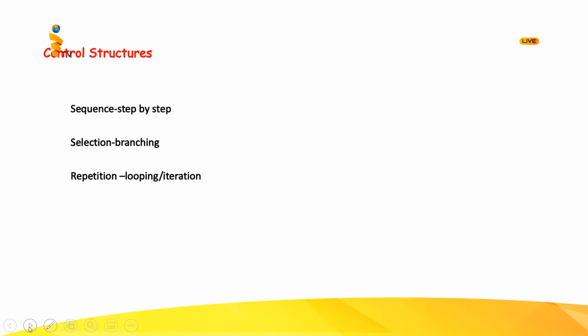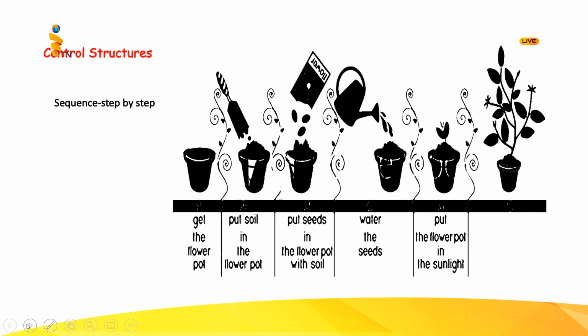Sequence is step by step. Selection is, sometimes we have to find some things using certain criteria. And also there will be problems where you have to do a task several times. So we have to learn three control structures. They are sequence, selection and repetition. First, we will look at an example for the control structure sequence.